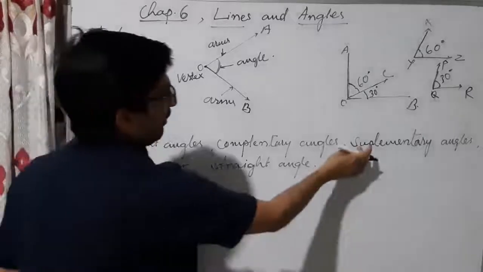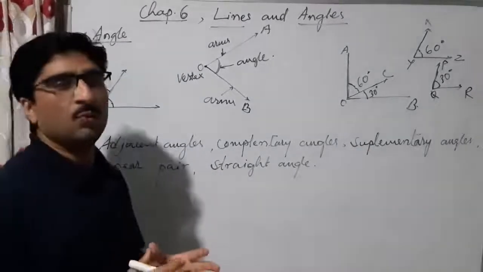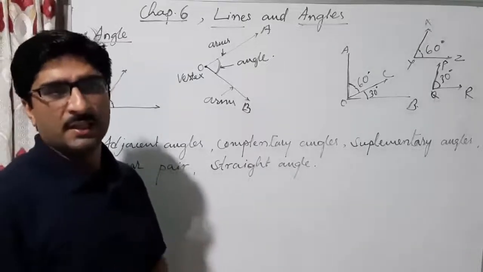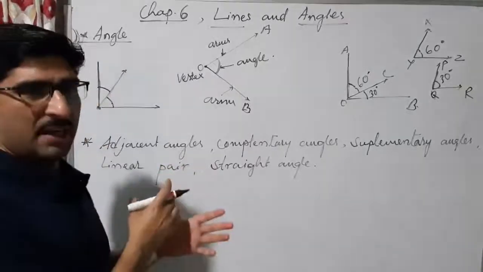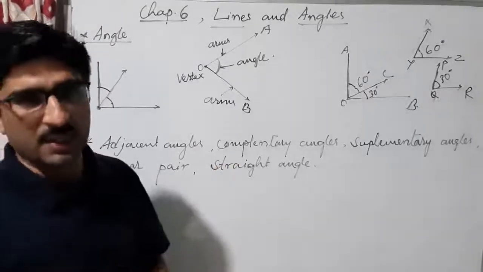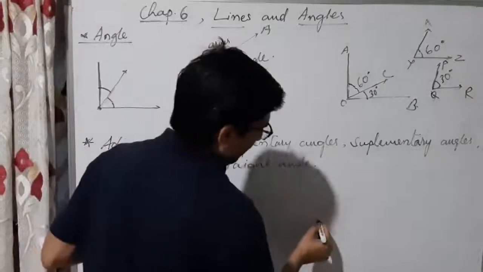Similarly, supplementary angles. Supplementary angles means the sum of two angles is 180 degrees. If the sum of two angles is 180 degrees, they are supplementary angles. No matter, these two angles can be adjacent angles, or they can be non-adjacent angles. The angles can form at a point.